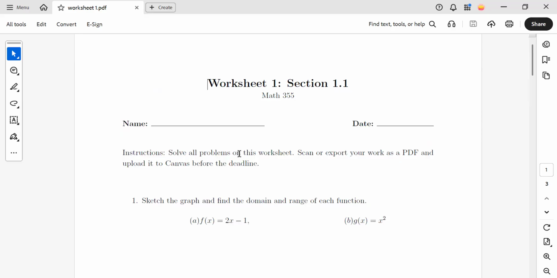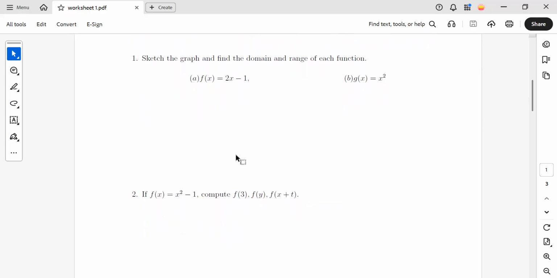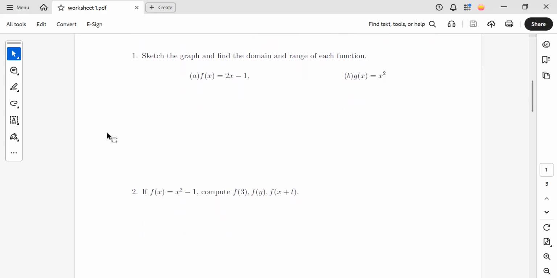Hello everyone, in this video I will talk about worksheet 1. As the first example, we will sketch the graph and find the domain and range of each function. In order to draw a line, because this one here is a line, you can either choose two different points or you can use the y-intercept and the slope.